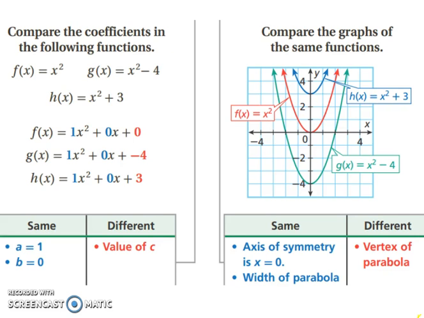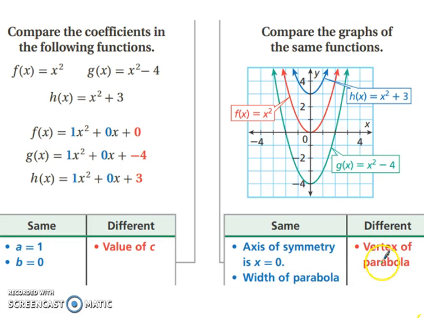Alright, so now let's try comparing the coefficients with these following functions. Notice how the a and the b values stay the same this time. However, the c values are different. That means your axis of symmetry is going to stay the same, and the width of a parabola is going to stay the same. Because remember, the a value changed the width. So if the a values are all the same, the widths are going to be the same.